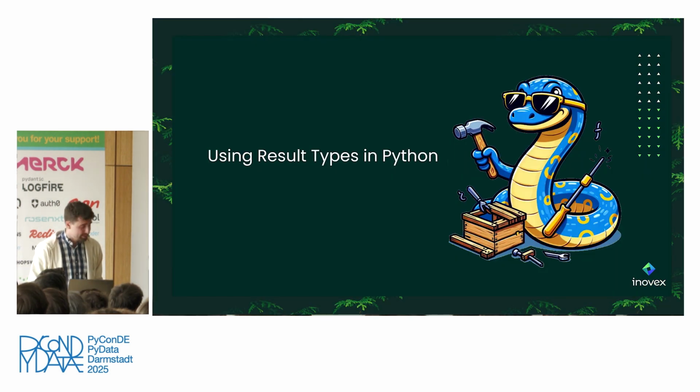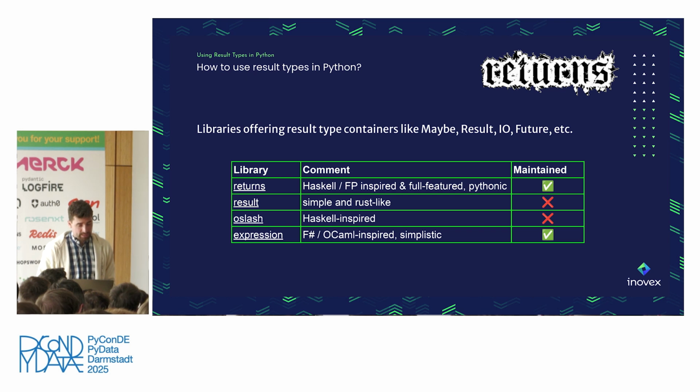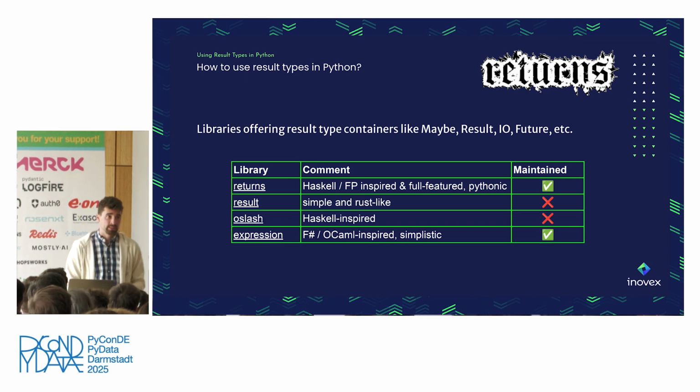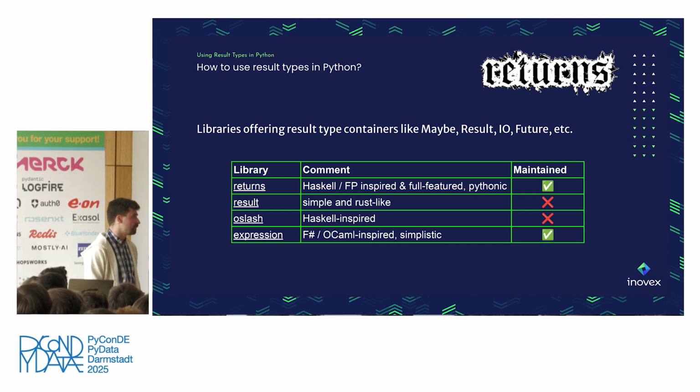Yeah. So how can we make use of this now in Python, right? There are many libraries. So I found 4. Surely there are some more. There's the returns, result, and expression library. Important is always to check if they are still maintained. So this kind of eliminates already 2. And returns really is the one I found that is most like Haskell and functional programming inspired.